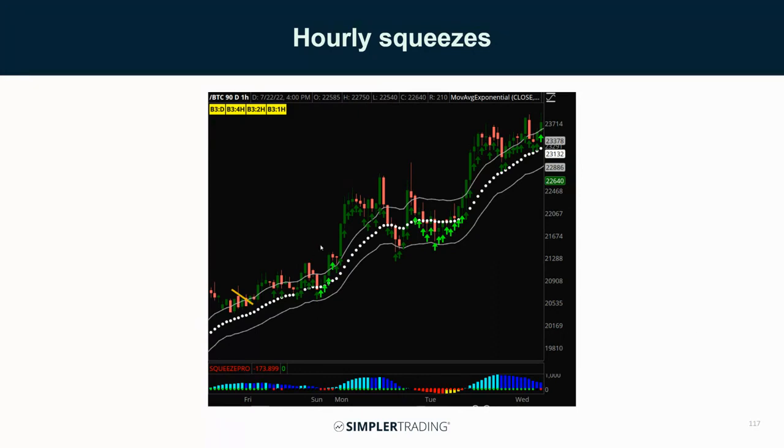But even on something like the Bitcoin futures, and we took that trade last week in Coinbase. Part of the reason I took a trade in a quote unquote Bitcoin related stock was I'm sitting here watching the Bitcoin futures hourly squeeze with a buy signal. Pull back, right? Reversion to the mean, hourly squeeze with a buy signal. So watching these on the futures, I think is really helpful.